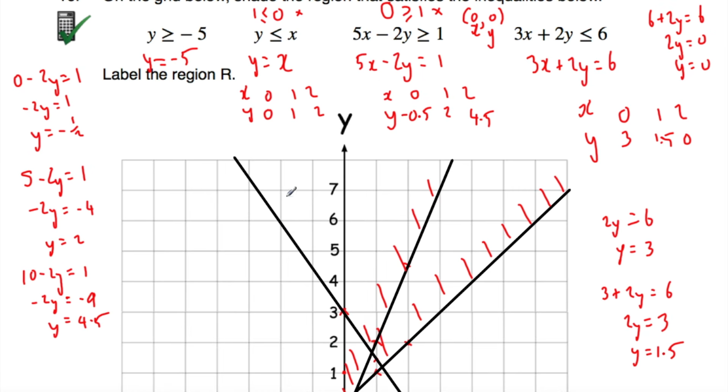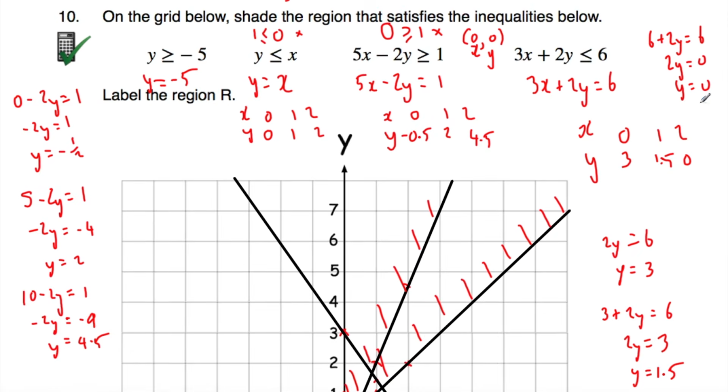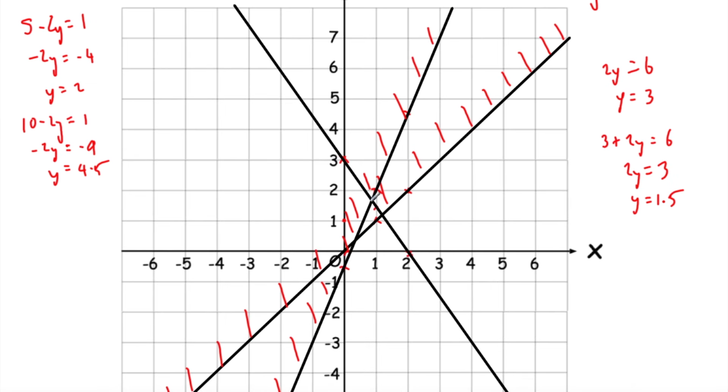Now we want to figure out which side we're going to accept and which one we're going to reject. So let's choose a point that's not on the line. So the origin again. I'm going to substitute in x is equal to 0 and y is equal to 0. So we're going to get 3 times 0 plus 2 times 0 is less than or equal to 6. So yes, that works. So this time we want to accept that region. So we want to accept below the line here and we want to reject above it. So let's reject above it.